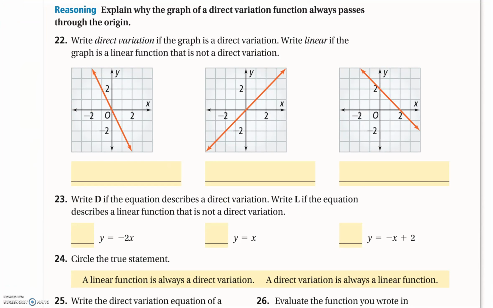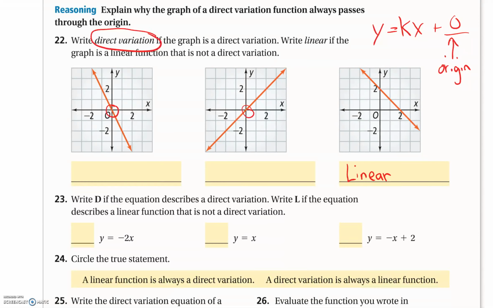I am going to leave the rest of this for you to take a look at, but I do want to say a few things. This third graph over here, notice how this is crossing through 0, 0. This is crossing through 0, 0. Remember, y equals k times x always will pass through the origin. That's a property of direct variation. So notice how this one does not pass through the origin. So this would just be a linear function. It's not a special type of linear function, which is direct variation.